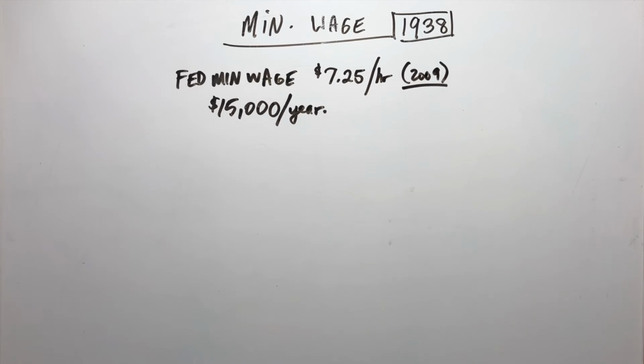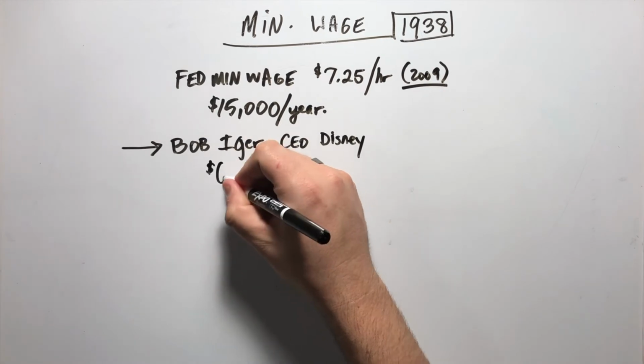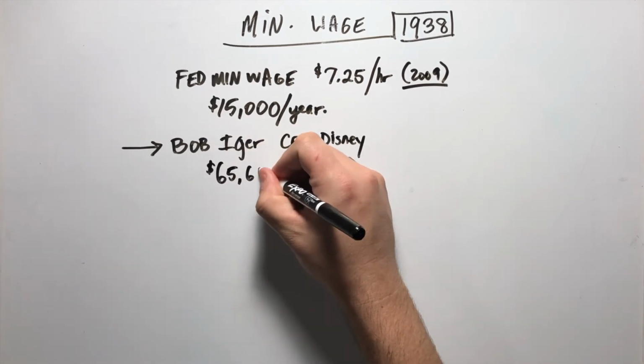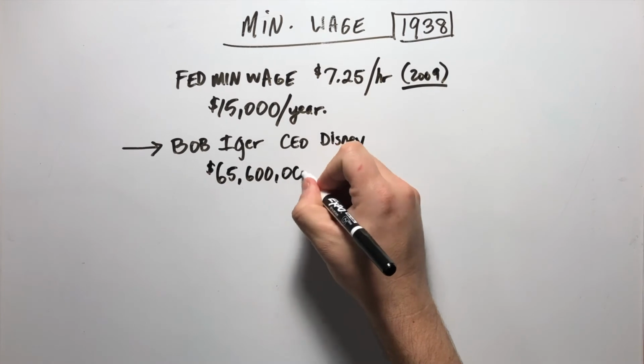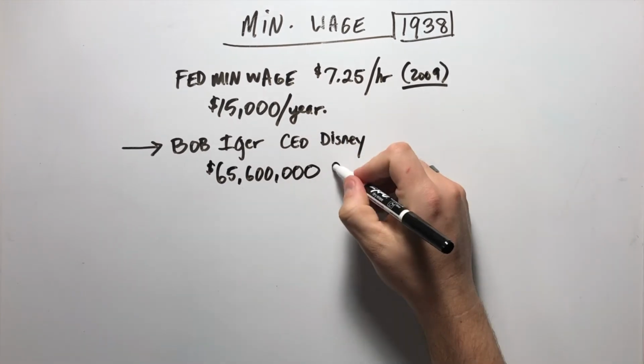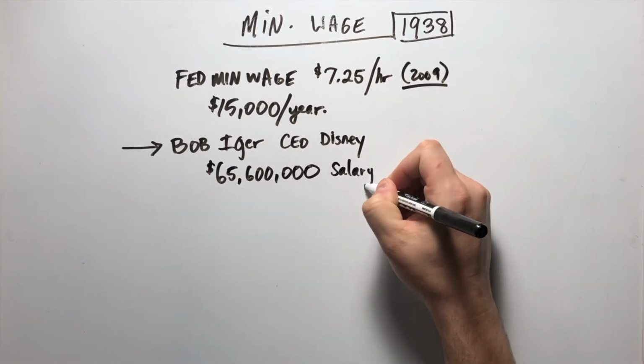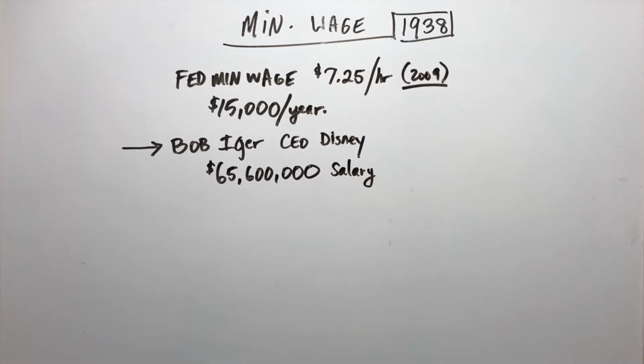What does this really mean in terms of our society? If you look at Bob Iger, the CEO of Disney, recently Bob Iger made $65,600,000 was his salary, or his earnings. Now, this can often come in different ways and shapes for CEOs, but generally speaking, this is his compensation.